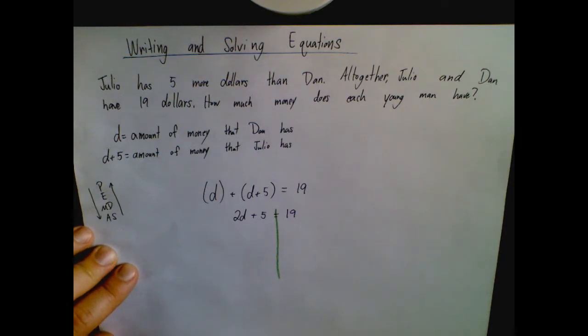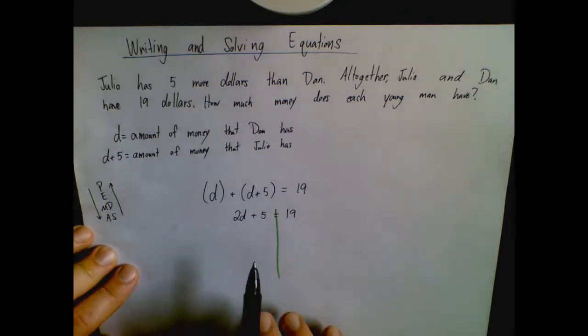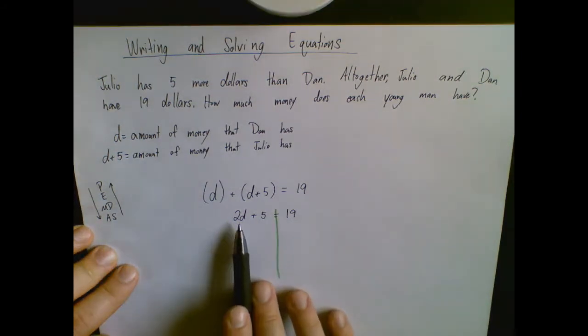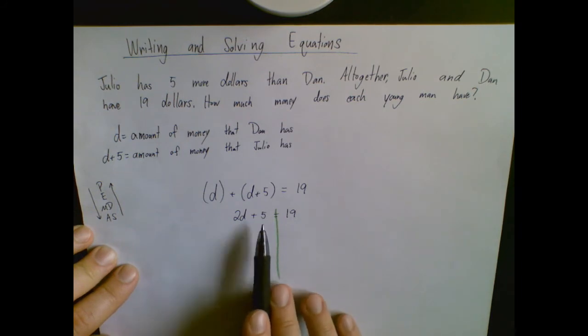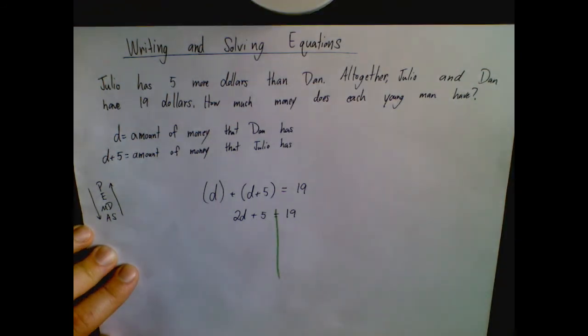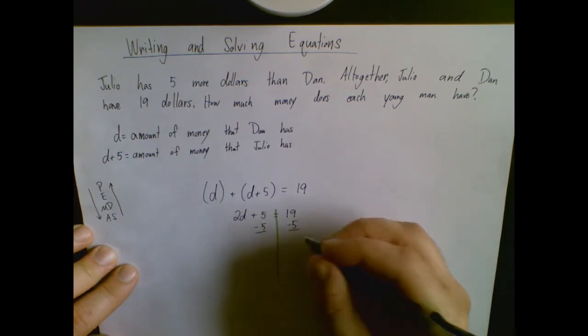So I need to undo these in the opposite order, so it takes a little bit of getting used to. Looking here, I have a multiplication with 2D and an addition with 5. I need to undo the addition first. So I need to think, what's the opposite of adding 5? And that's subtracting 5. So I'm going to subtract 5 from both sides, making sure I line it up with like terms.